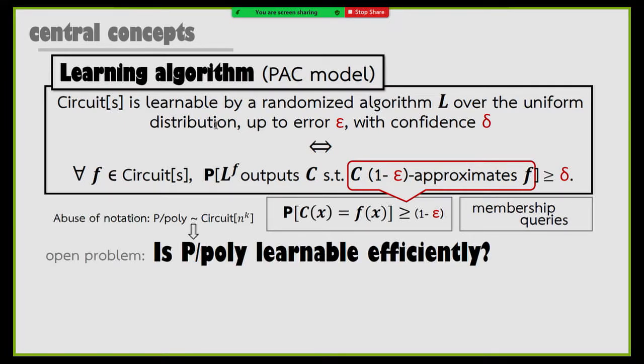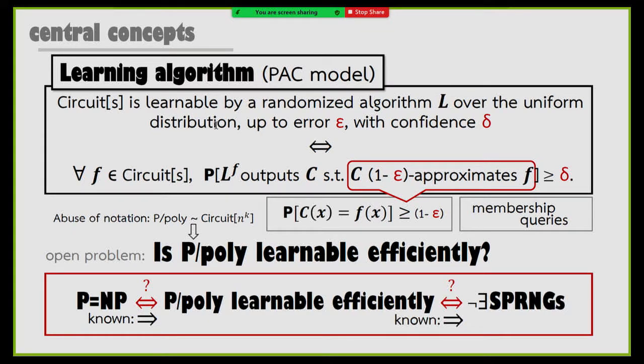The big question we can ask now is whether P/poly is learnable efficiently. And here I am abusing notation slightly. By P/poly, I mean circuits of size n to the k. So you fix the constant k, you look at the circuits of size n to the k, and you ask the question whether you can learn efficiently this set of circuits of size n to the k. This is a hard problem, but we can approach it by relating it to other standard questions in complexity theory. It can be shown that if P equals NP, then P/poly is learnable efficiently, but the opposite implication is open.